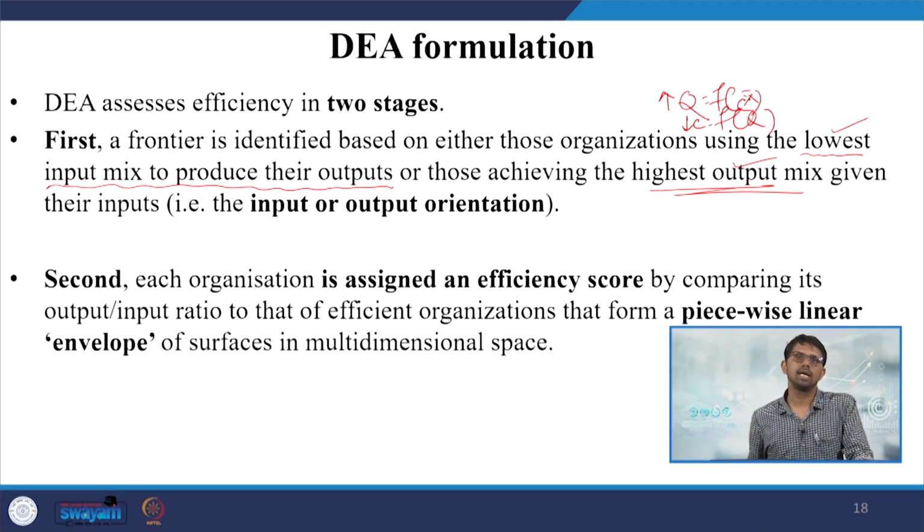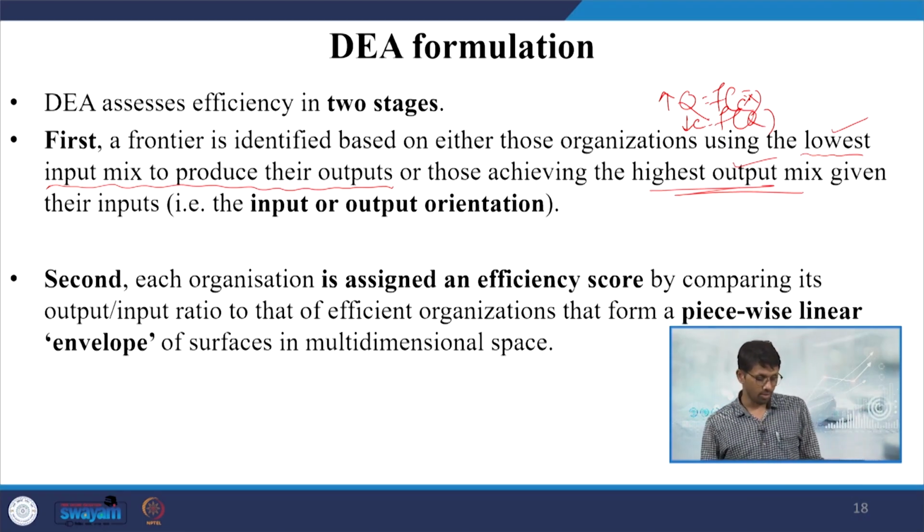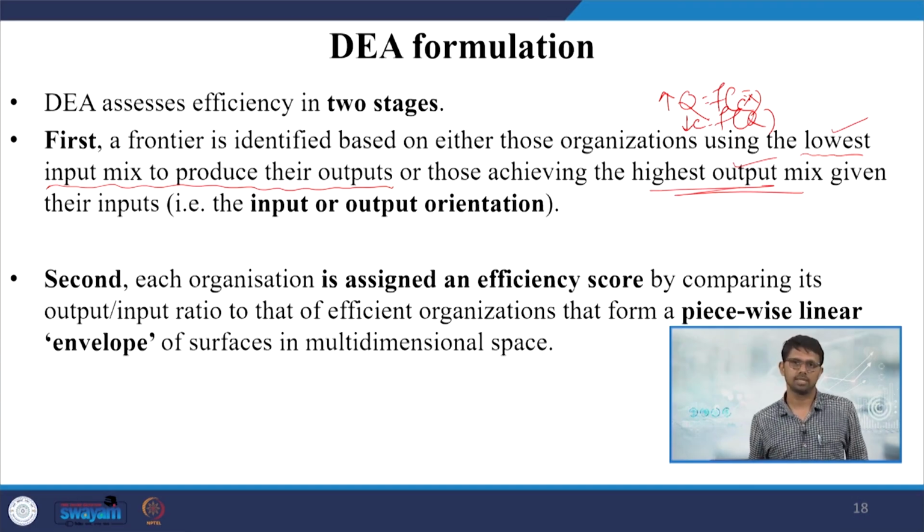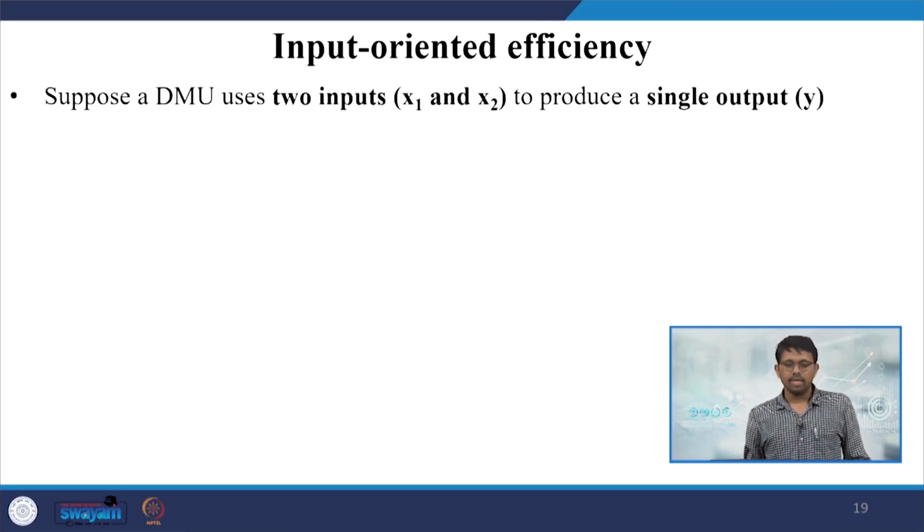Second, each organization is assigned an efficiency score by comparing its output to input ratio to that of efficient organizations that form a piecewise linear envelope of surfaces in multidimensional space. Basically, we are enveloping those organizations which are away from the frontier, and the distance function or radial distance defines how far away they are, so a score is defined and can be interpreted. Let us stick to input oriented efficiency. We will clarify one by one with a right example and its diagram.